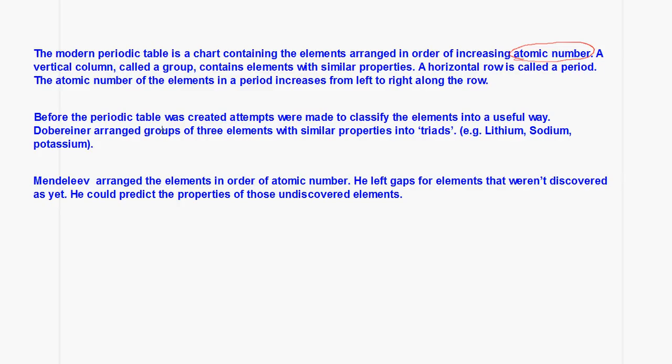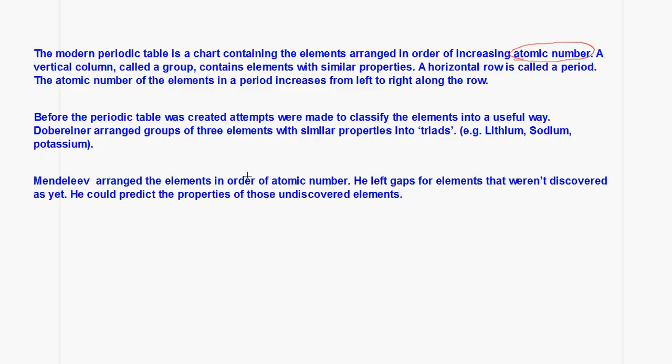Before the periodic table was created, several attempts were made to classify the elements in a useful way. Dobereiner arranged groups of 3 elements with similar properties into triads. Example, lithium, sodium and potassium had similar properties.